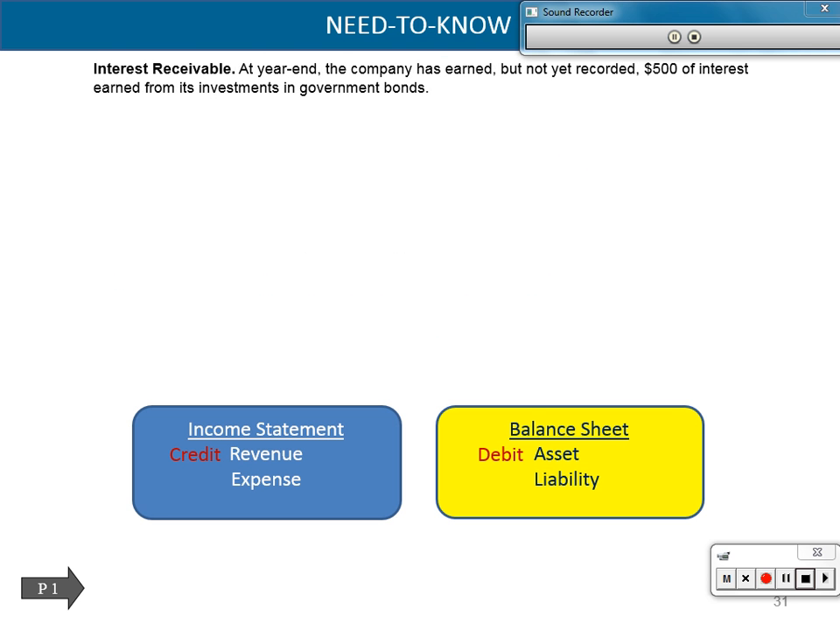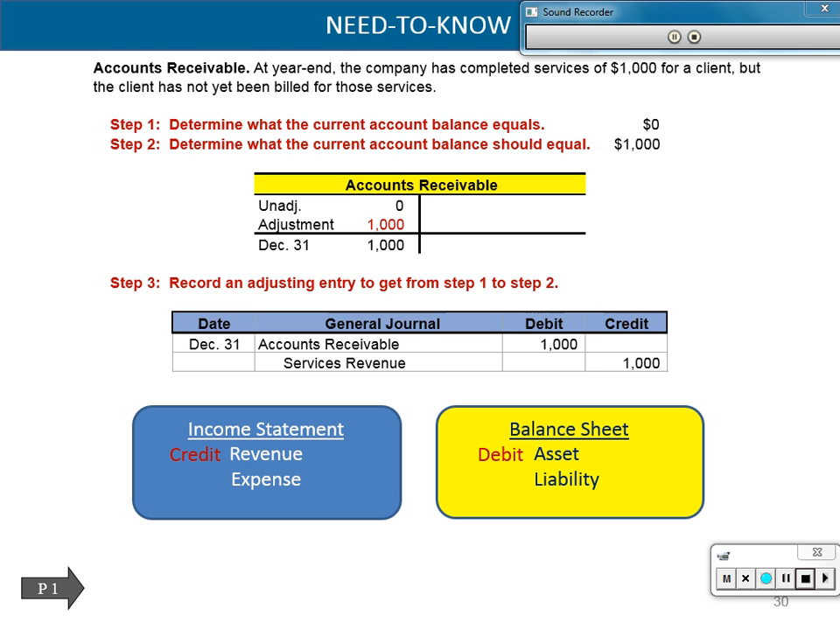Interest receivable. I've got one question. Yes, ma'am. How would I know? I know the debit and the credit. So how would I know, if the unadjusted is 0, why didn't we put it over there? Well, they told you that it hadn't been billed yet. So that means obviously that accounts receivable account has what in it? Nothing. Right, okay. It should have been billed, but it just wasn't. It told you that it wasn't.